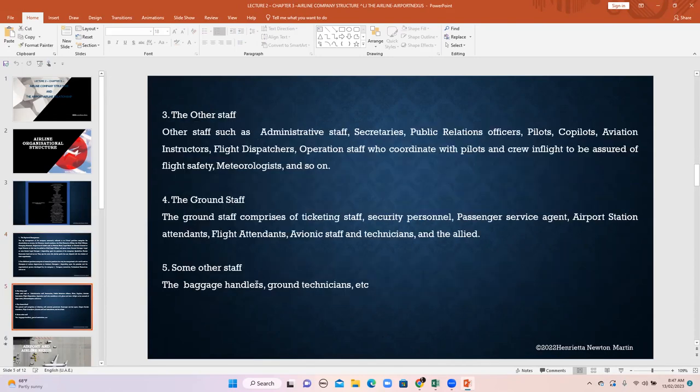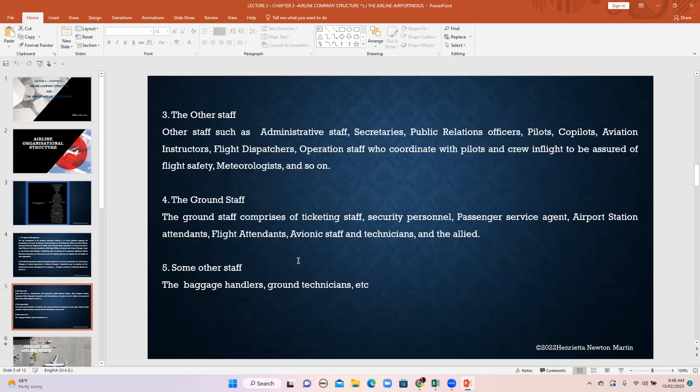Now, the other staff members. At the third rung, we would have the other staff members, such as the administrative staff, secretaries, public relations officers, pilots, co-pilots, aviation instructors, flight dispatchers, then operations staff who coordinate with pilots and crew in flight to be assured of flight safety, or meteorologists, and so on.